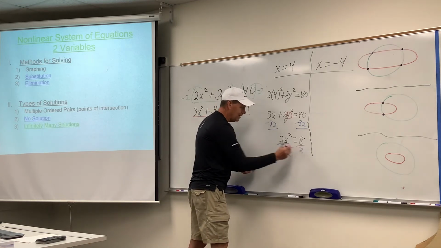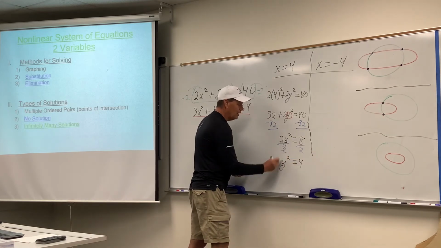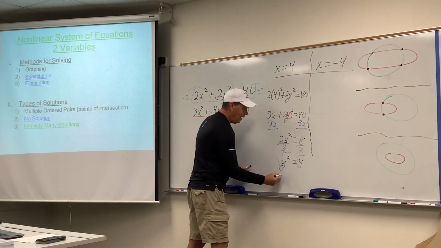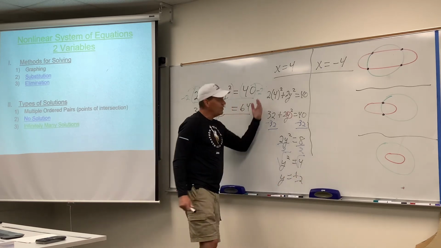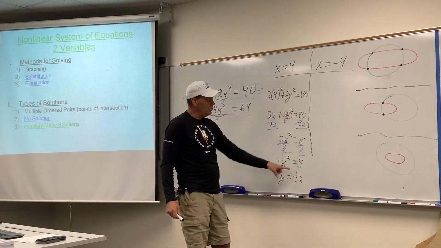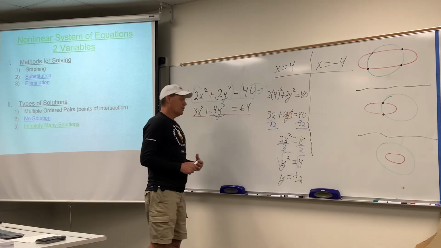That's right, good idea. All right, and then y squared equals 4, and then square root, and it looks like y would equal plus or minus 2. So it turns out that that value of x actually pairs up with 2 different values of y, and we'll write this all up when it's all said and done.